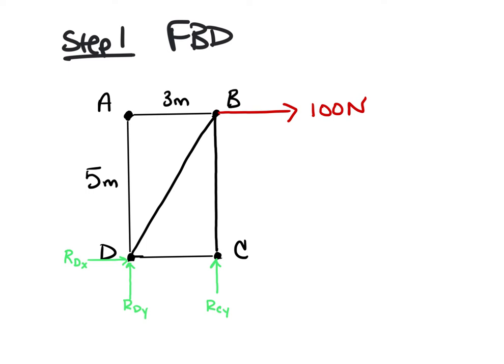Because it only supports in one direction, you have to decide, is that X or is that Y? And it's based on the orientation of that roller. Okay, that's how it's set up. So there's step number 1.